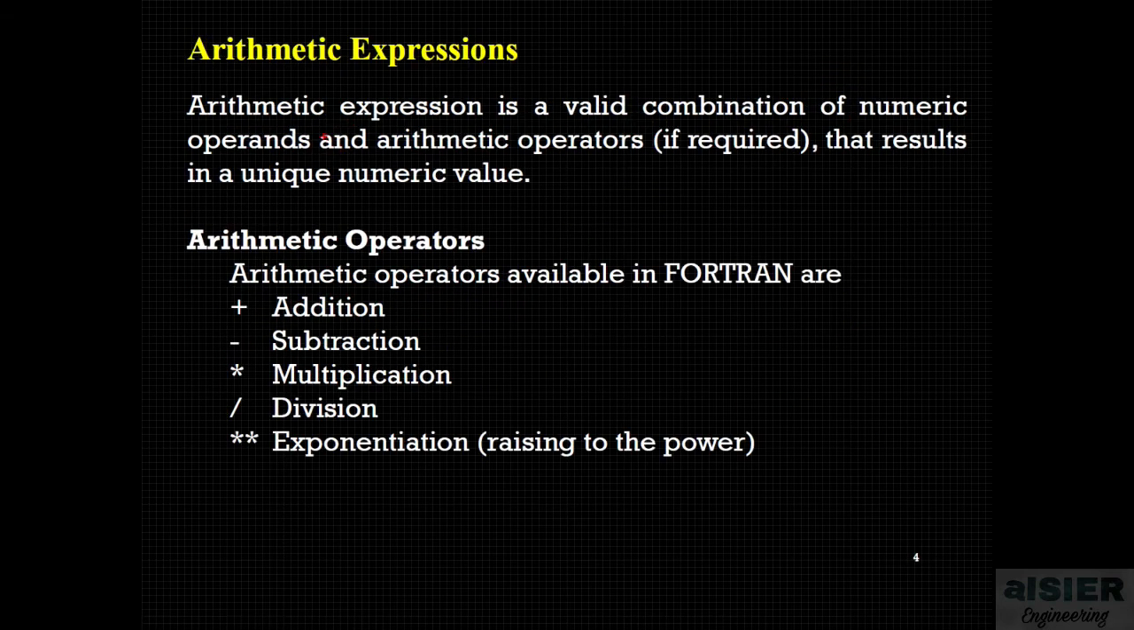Now arithmetic expression is again a combination of operands and operators, but here operands are numeric operands and operators are arithmetic operators. Now which are the operators in Fortran? The first one is addition, then subtraction, then multiplication, then division, and last one is exponentiation. Exponentiation means raised to power.